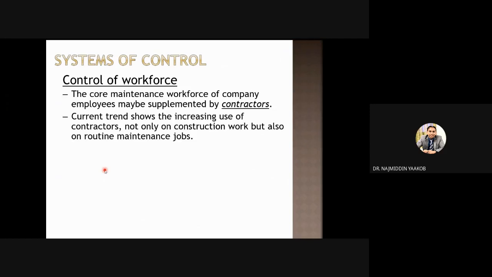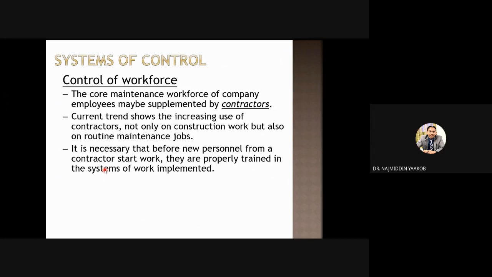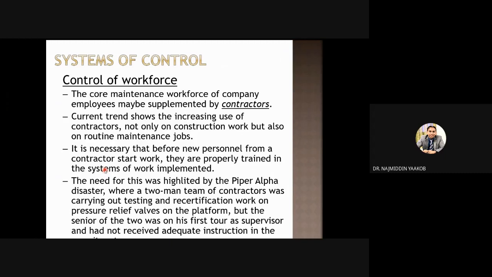Control of workforce. The core maintenance workforce of company employees may be supplemented by contractors. So contractors need to be controlled when you do the maintenance. Normally the maintenance is done by contractors. The company will subcontract the job to the contractors, so you need to control them, the workforce.